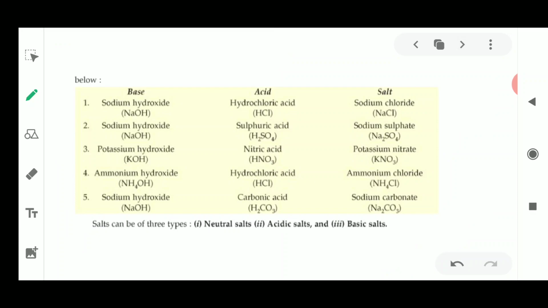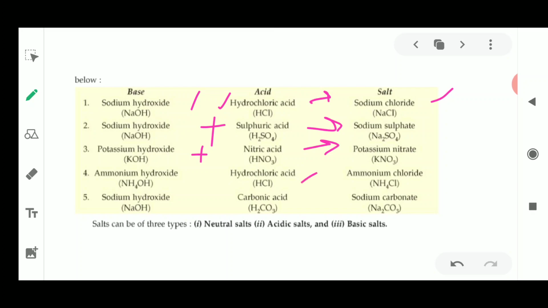Now these are the examples of salts which are given here. Acid and base are given, and what kind of salt is going to form? For example, if the acid is hydrochloric acid and the base is sodium hydroxide, the salt formed will be sodium chloride. Now see, sulfuric acid is the acid and the base is sodium hydroxide. So what kind of salt is formed? It is going to form sodium sulfate, okay. Next is potassium hydroxide plus nitric acid, which is going to form potassium nitrate.